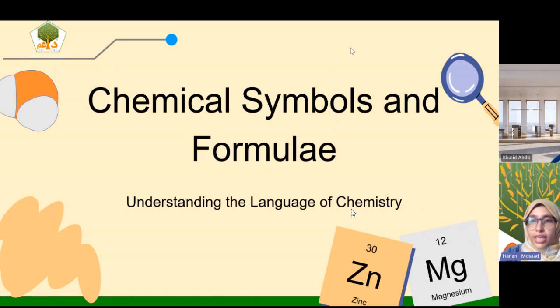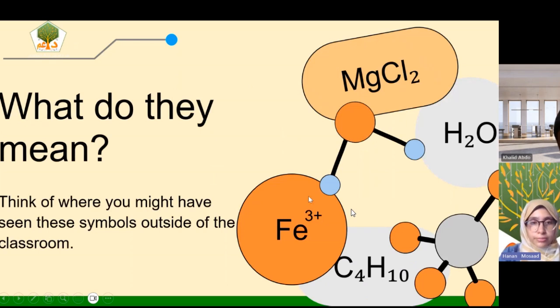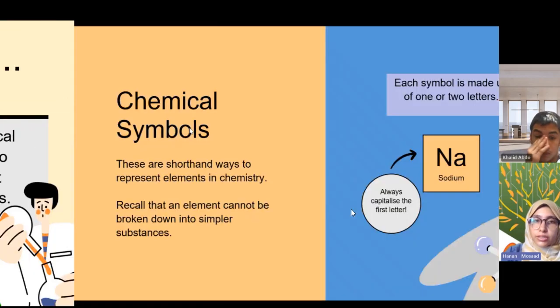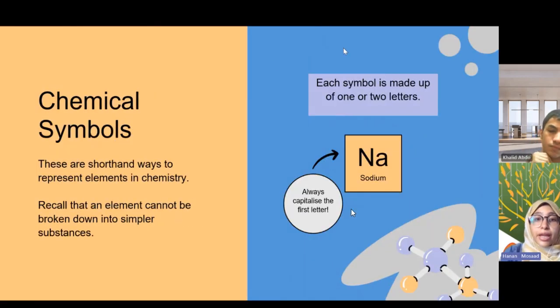Okay, your name is Khaled, so when I call you, you know your name. Okay? The elements, they have symbols and they have a name. How can I know that? Let's see together. So of course, this that we can see everywhere, they are called symbols. So let's see the symbols and their names.